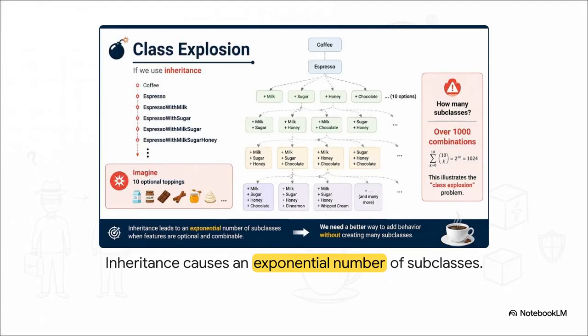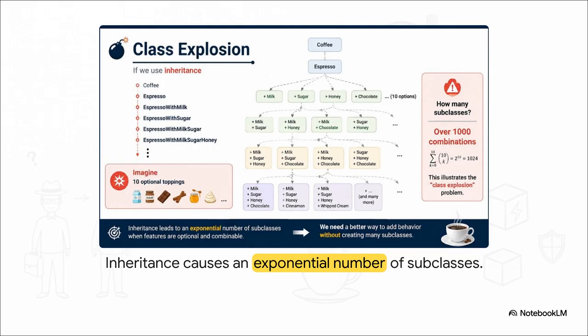Now, if we rely on standard, rigid inheritance to solve this, oh boy, our class diagram turns into an absolute nightmare, and fast. You start with a base coffee class, and you make an espresso subclass. Easy enough, right? But then you need an espresso with milk class, and an espresso with sugar class. And then a customer walks in who wants both, so you have to write an espresso with milk and sugar class. You see where this is going? Every single new combination forces you to write a brand new subclass. Your inheritance tree just starts compounding exponentially.